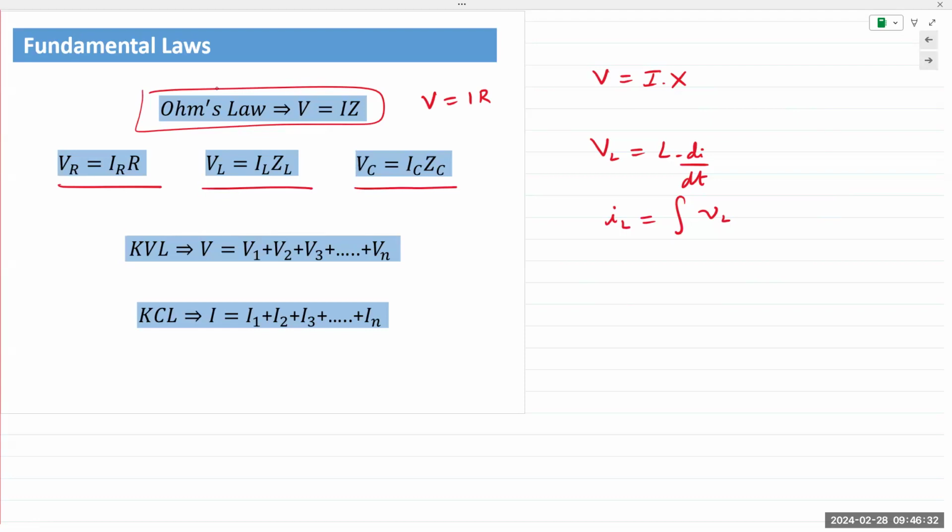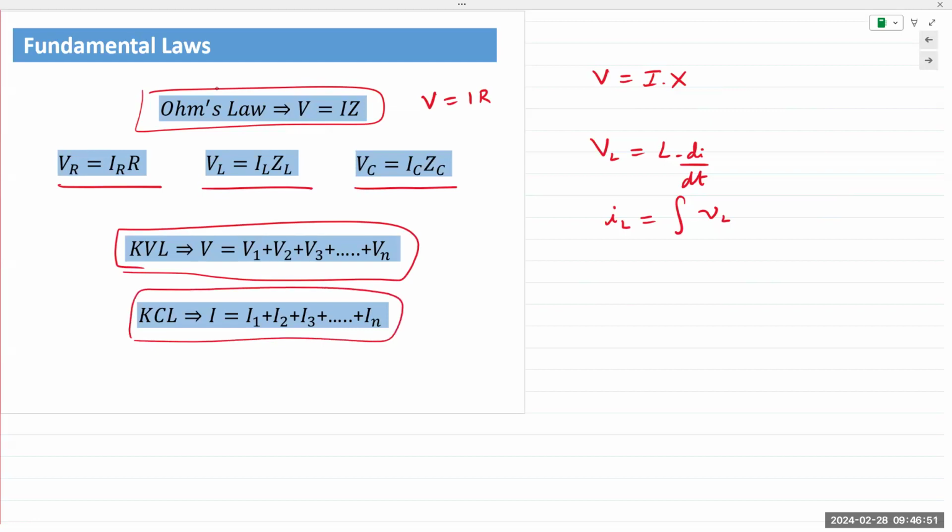KVL still works. If you have an electrical loop in the circuit with multiple components, you add up all the voltages, and they should sum up to the source voltage, or they should sum up to 0. Same thing with KCL. All currents entering a node have to equal all currents leaving the node. Everything still works, except that the math is now using complex numbers.